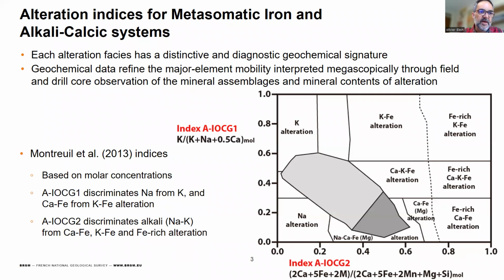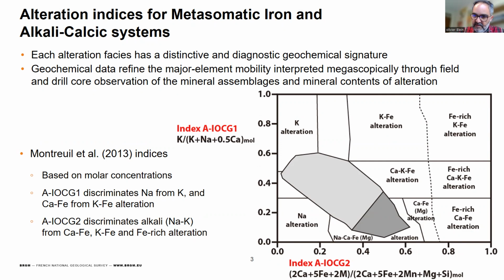In such a system, each alteration has a distinctive and diagnostic geochemical signature. Geochemical data refine the major element mobility interpreted microscopically through field and geological observation of the mineral assemblage and the mineral content of alteration. This variation in geochemical data has been used by Montreuil to create a discriminant diagram to represent the different hydrothermal phases observed in such systems.